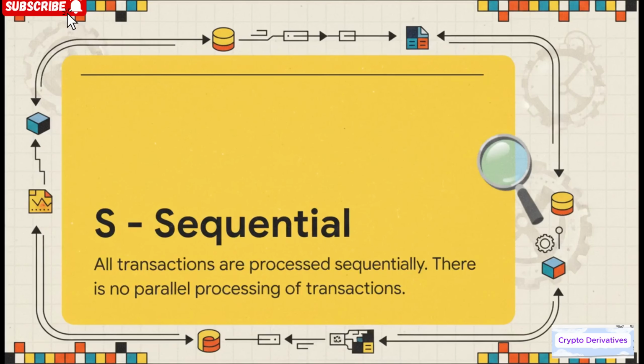First up, S is for sequential. This just means that on a blockchain, every transaction is processed in a strict one-after-the-other order. There's no parallel processing like you might find in a traditional database. Everything gets in line, creating a single, undeniable history of what happened and when.